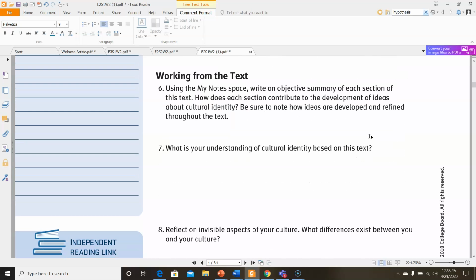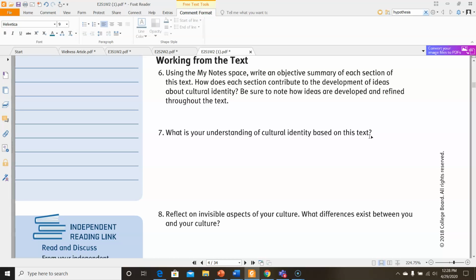In number 6, working from the text, it says, using the My Notes space, write an objective summary of each section of this text. How does each section contribute to the development of ideas about cultural identity? Be sure to note how ideas are developed and refined throughout the text. So you're going to go back, look at each section, not each paragraph, each section, and then write a summary of each of those sections, and then answer that question, how does that section contribute to the development of ideas about cultural identity?